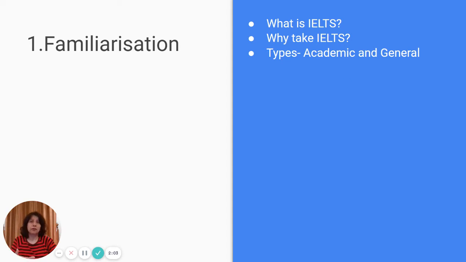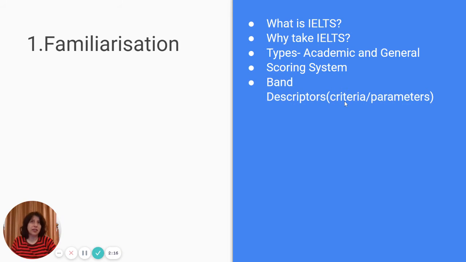Things like what are the types? So, are you going for academic or general? Because the question types vary in some of the sections. What is the scoring system? How it is scored? The band descriptors, the criteria, and the parameters, everything. And of course, what is being asked. So, what are the sections? There are four main sections: the listening, reading, writing, and speaking. And you can find all the information on the IELTS.org website.